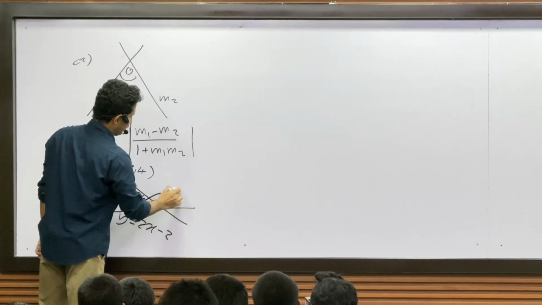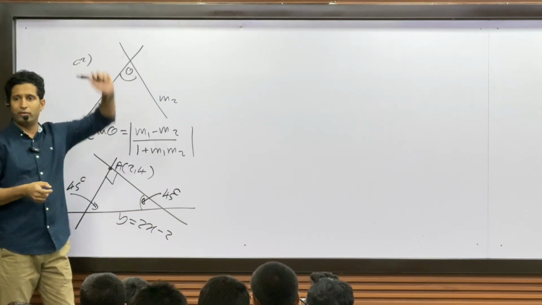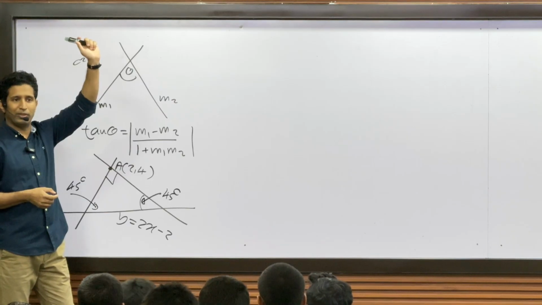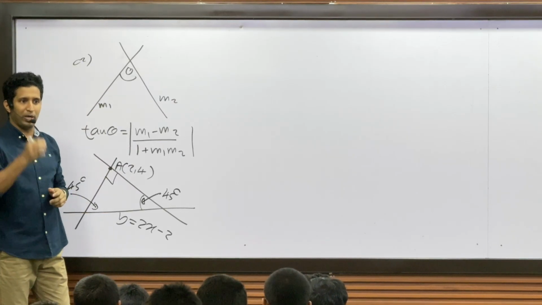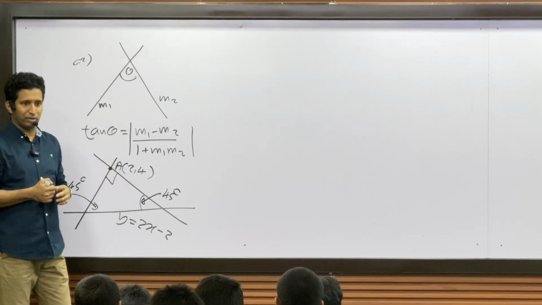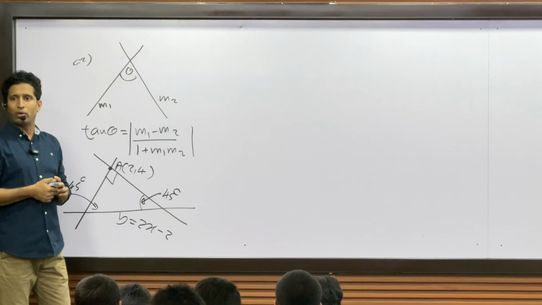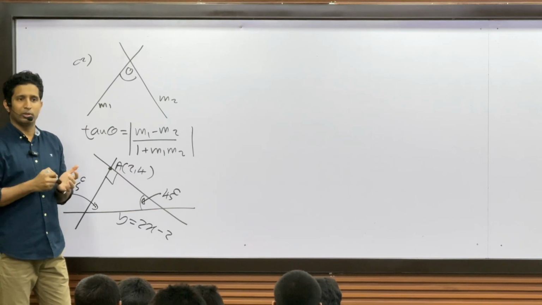Anyone there who got the answer for this question? Now the area of the triangle. They ask what's the area of the triangle formed by these two lines and the y-axis, right? Who got the answer?